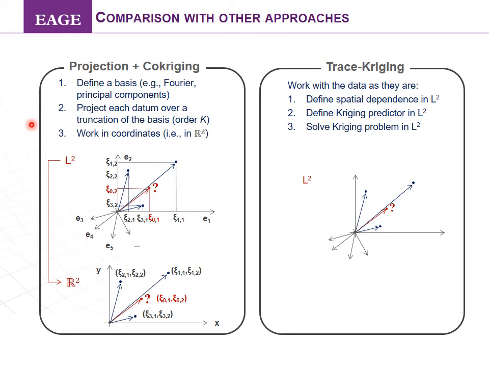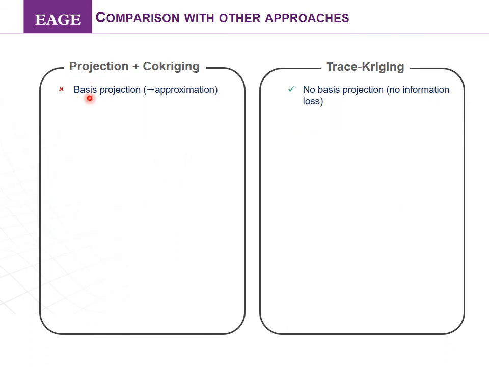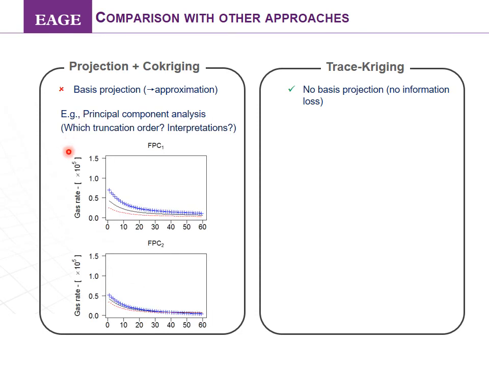In the classical approach, again, you would have the functions, you would represent these functions in some kind of lower dimensional Cartesian space and then do kriging in that Cartesian space. But since you're in higher dimensions, we need to do co-kriging and compare that with the trace kriging. So we do this basis projection, which is not needed in trace kriging. We do principal component analysis. For example, we can do functional principal component analysis and calculate scores.